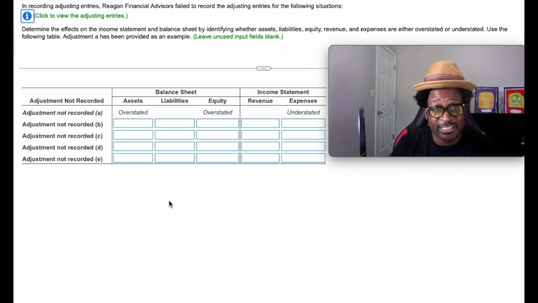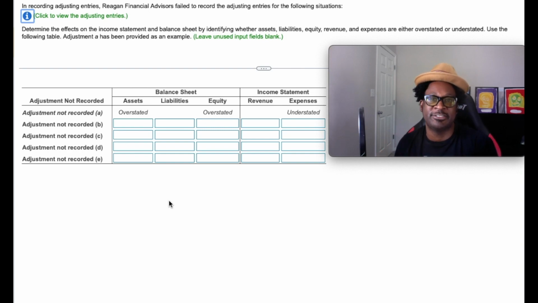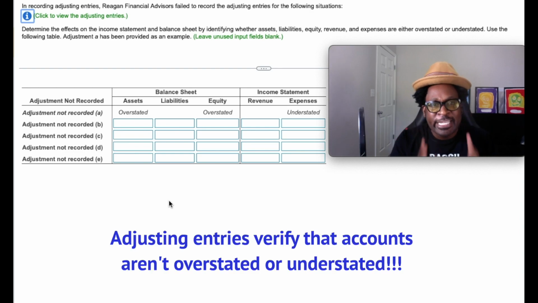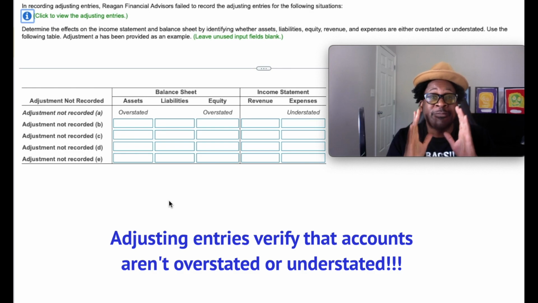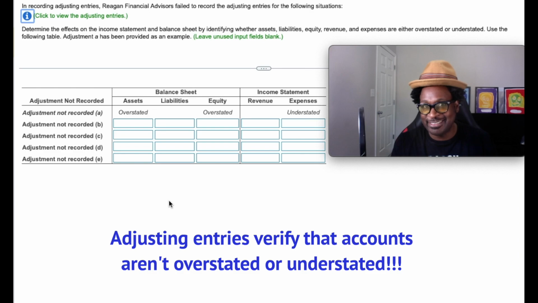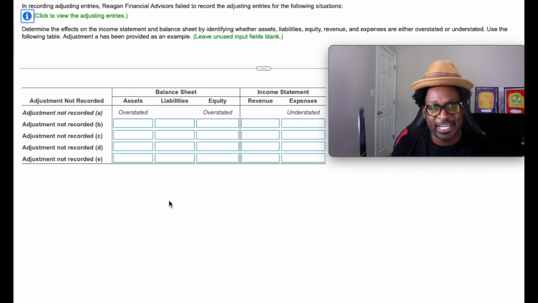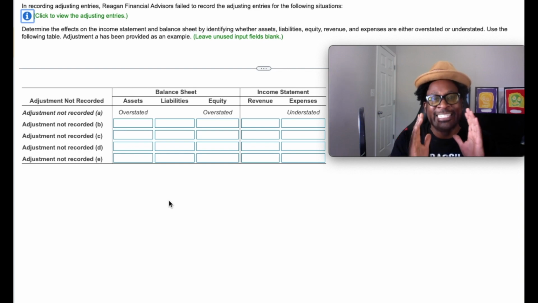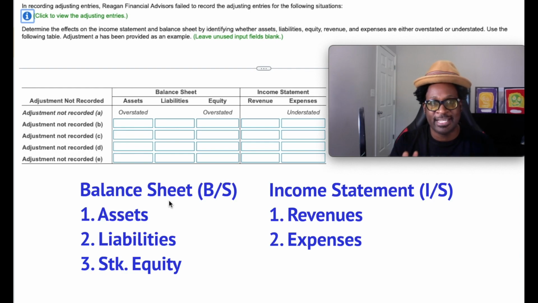We understand that adjusted entries are important because they properly adjust certain accounts, either decreasing them or putting them on the books right before we make the financial statements. Therefore, if we didn't do the adjusting process, certain accounts on the financial statements will be overstated or understated, higher than what they should be or lower than what they should be. Now, in this particular exercise, we're going to determine how not recording proper adjusted entries affects the balance sheet, which consists of assets, liabilities, and equity, and the income statement, which consists of revenues and expenses.